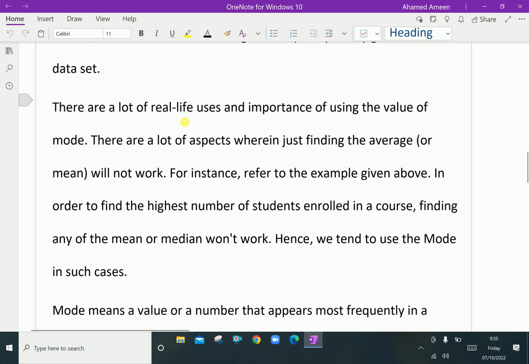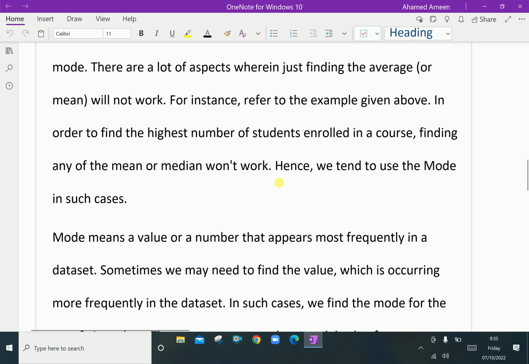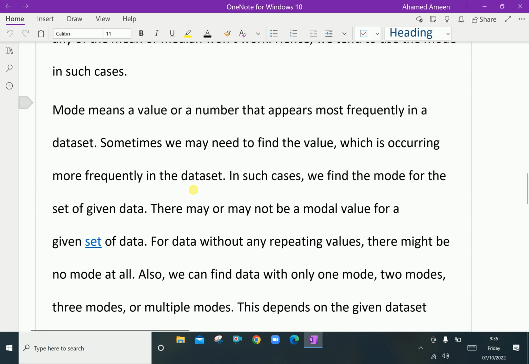There are a lot of real life uses and importance of the value of mode. There are many situations wherein just finding the average or mean will not work. For instance, refer to the example given above. In order to find the highest number of students enrolled in a course, finding the mean or median won't work. Hence, we use the mode in such cases.